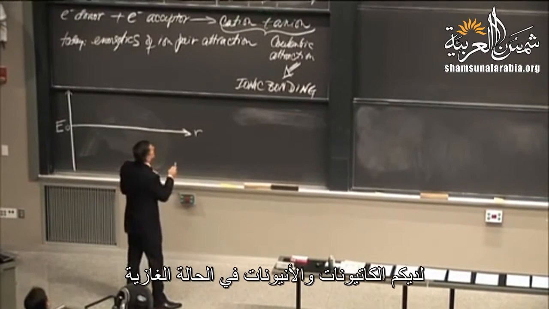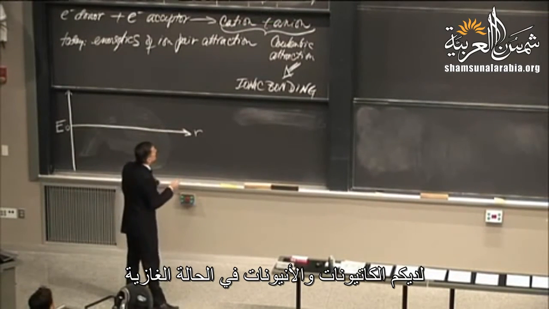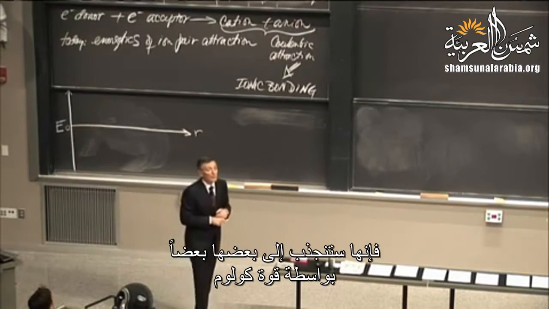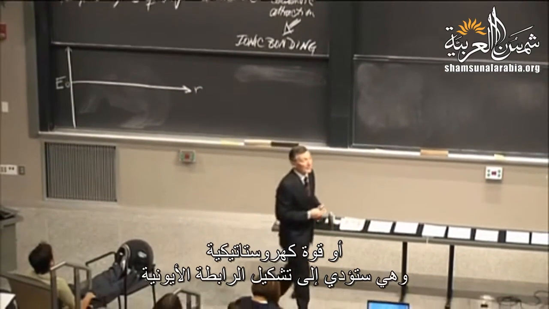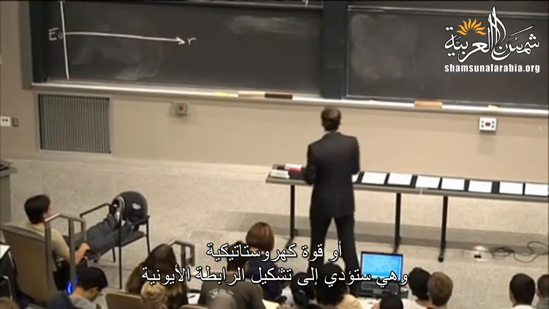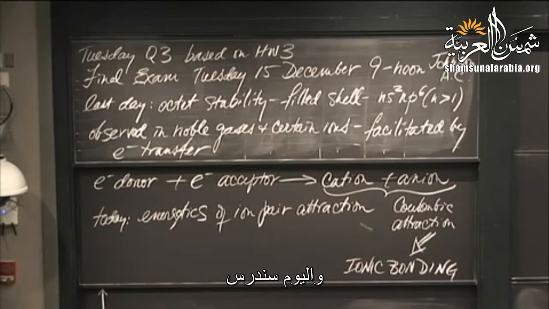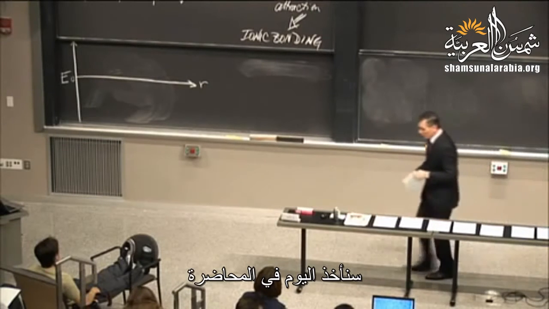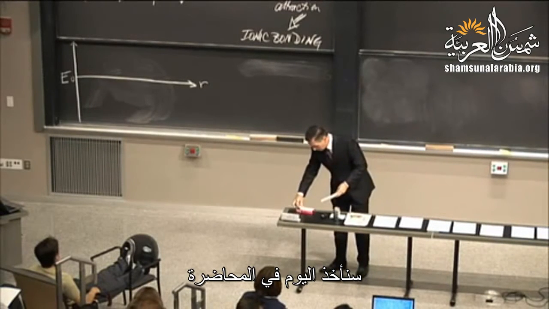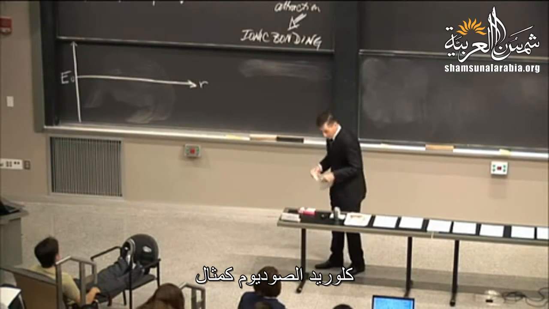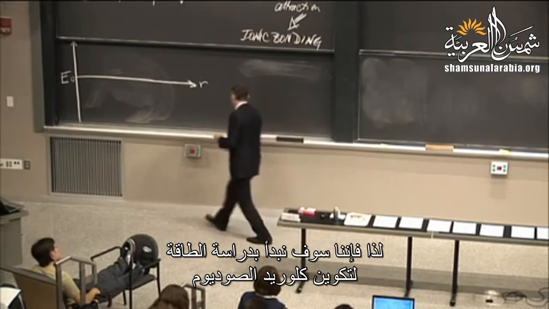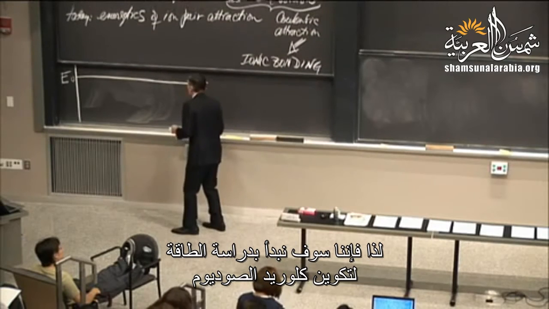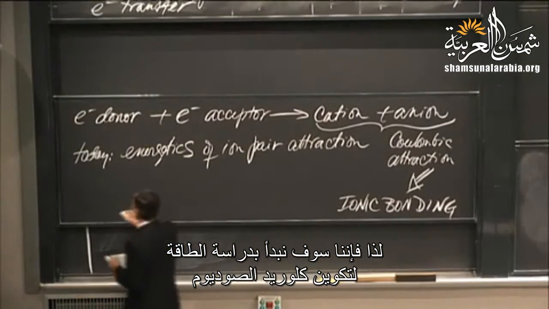It doesn't end there, though. You have cations and anions in the gas phase, and they're attracted to one another by Coulombic forces or electrostatic forces, and that leads to ionic bonding. And today I want to go deeper into it and study the energetics of ion pair formation. So let's do it. What we're going to do is study this with reference to an example of sodium chloride. So we will go through the energetics of sodium chloride.